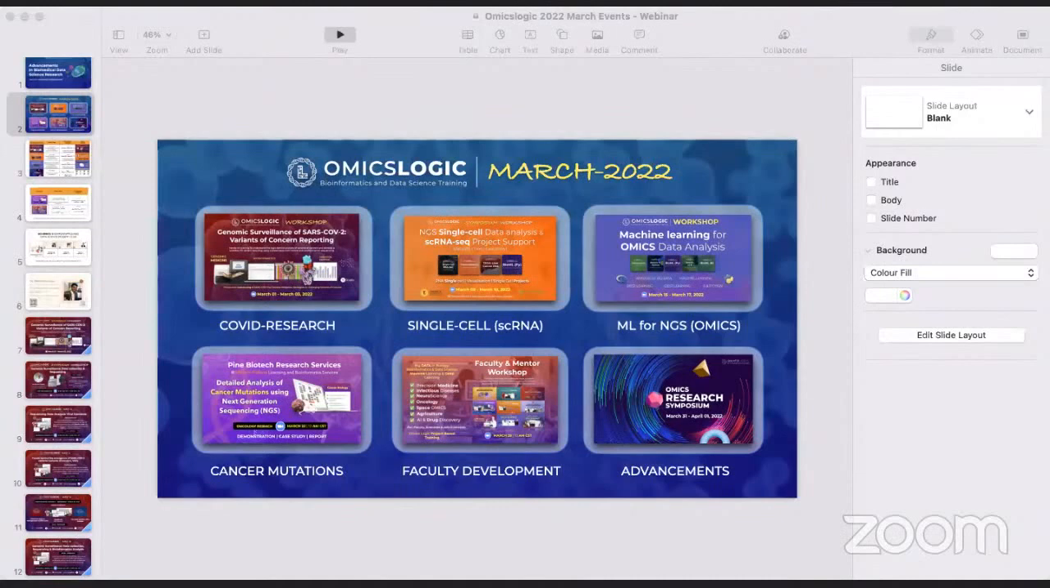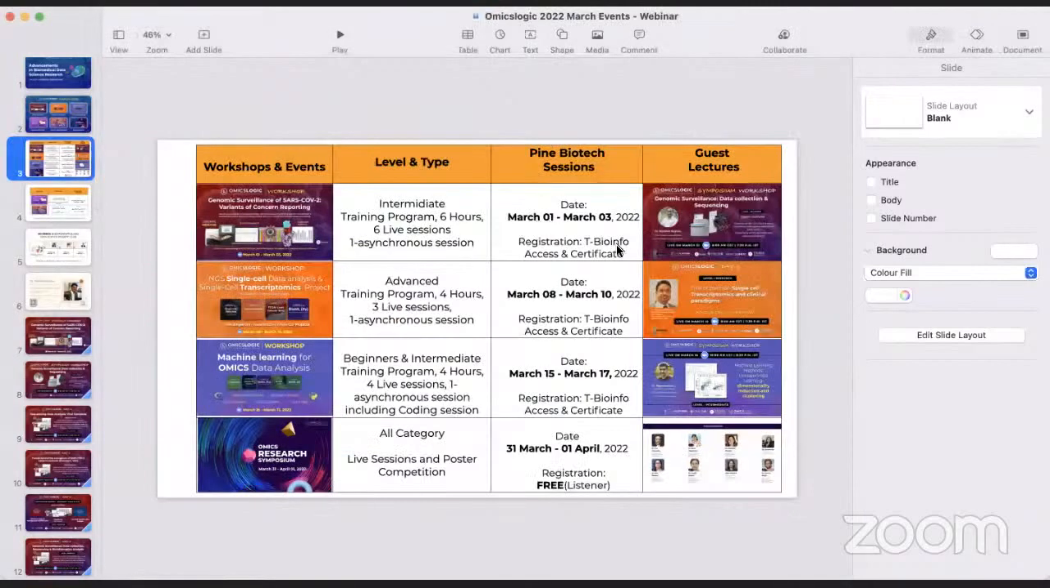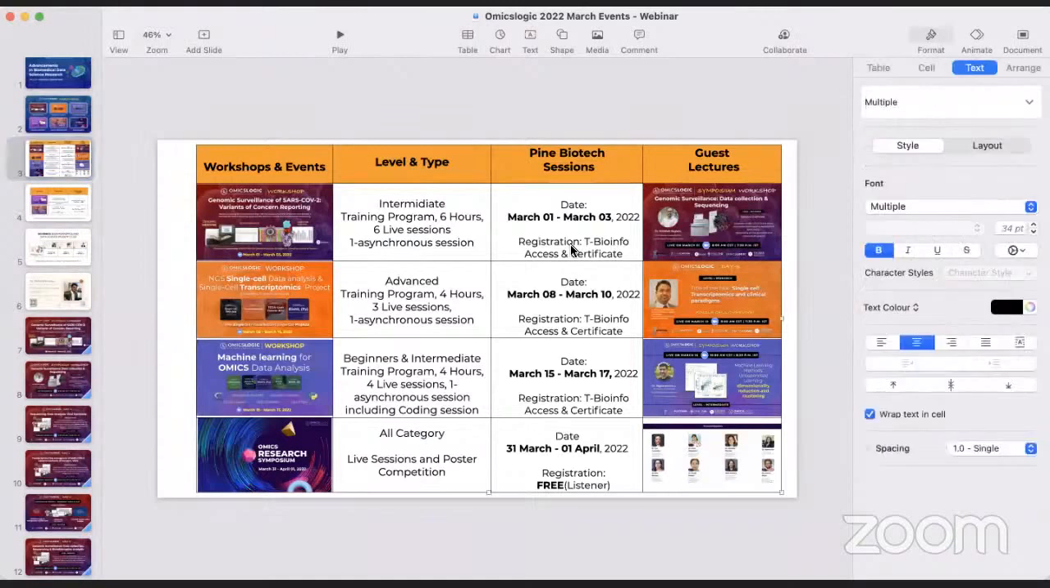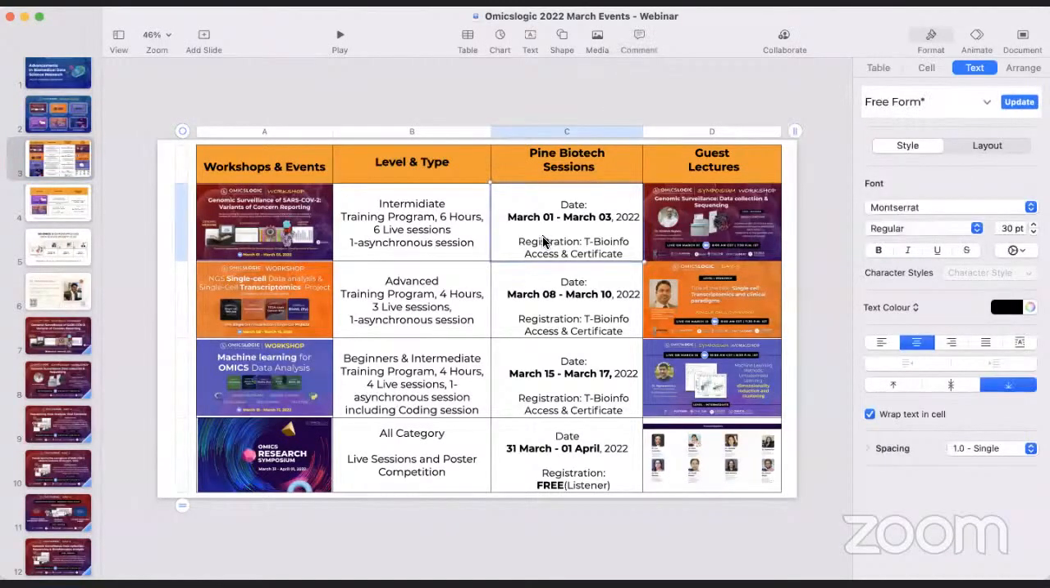About the dates and all the registrations, I'll share with you. If you can see my screen, we have the registrations available, which were shared by our team here in the chat for genomic surveillance. And then we have the SARS-CoV, then the single cell, and that would be followed by machine learning, and then the other programs.